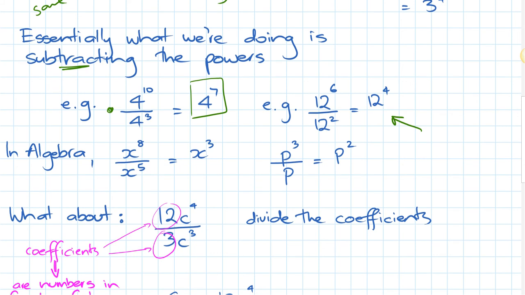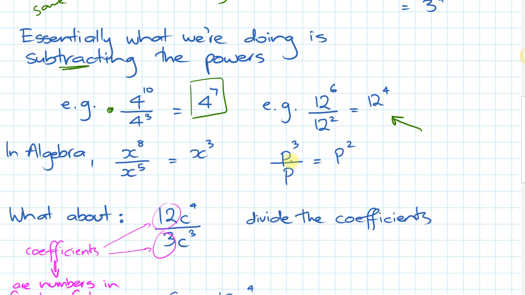In algebra, we can apply this same rule. So say I've got x to the power of 8 divided by x to the power of 5. The base is the same. The base in this case is x. So I just subtract the powers to give me x cubed.